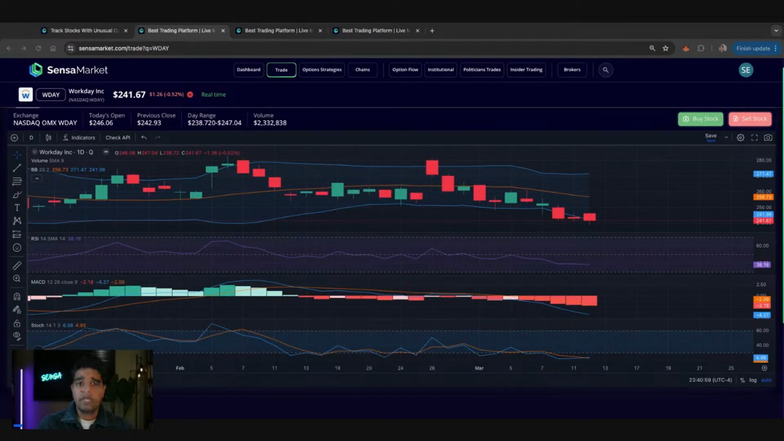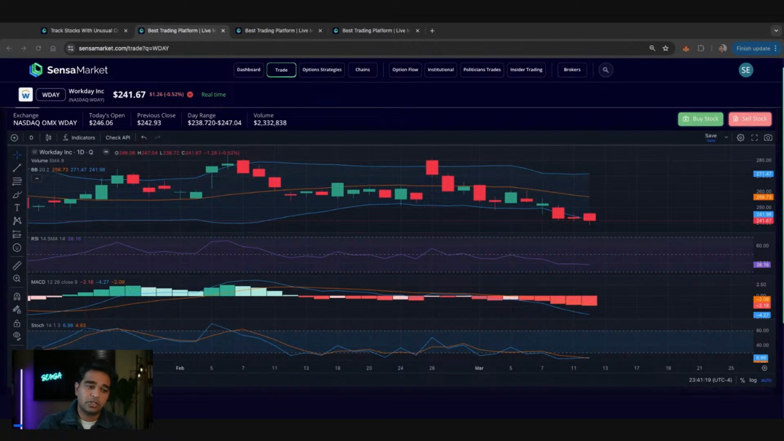RSI, while not extremely significant, shows Workday's RSI has dipped below the neutral 50 level, as you can see here, indicating increasing selling pressure. For the moving average convergence divergence, the MACD right below that, the MACD line has also crossed below the signal line, a well-respected bearish signal, suggesting momentum, not just price, is shifting downwards. The stochastic indicator, right below there, the oscillator has moved out of the overbought territory and is trending downwards, reinforcing the bearish sentiment.